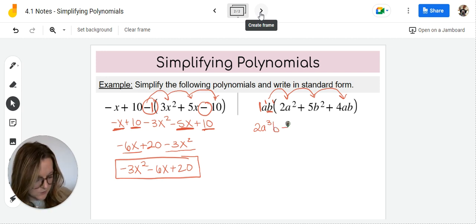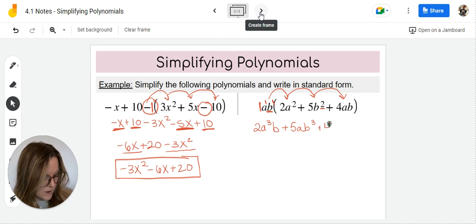All right, on to the next one. So 1 times 5 is 5. There's only one a, and then 1 plus 2 gives me b to the 3. Lastly, I have 4. I have an a and an a, which gives me a squared. b to the 1 times another b to the 1 also gives me b squared.